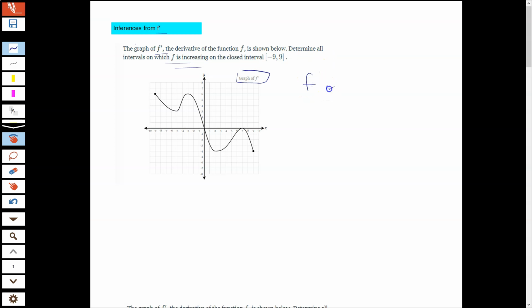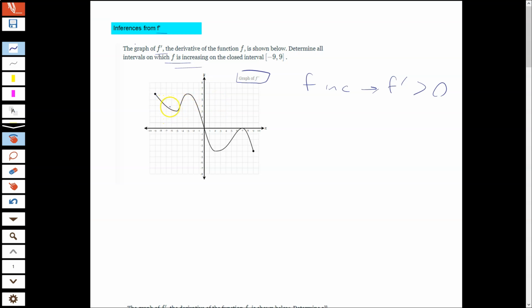F increasing means that f prime is bigger than 0. Right? So f increasing means a positive slope, essentially. Okay? So don't get twisted between f and f prime here. We don't care if f prime is increasing or decreasing. We just care if it's positive or negative.